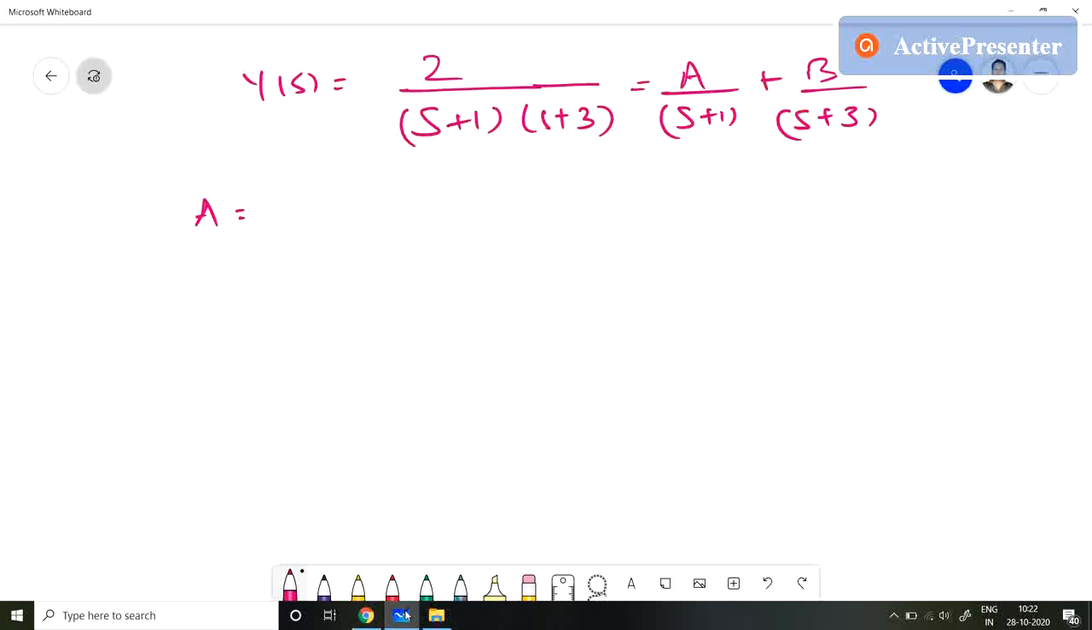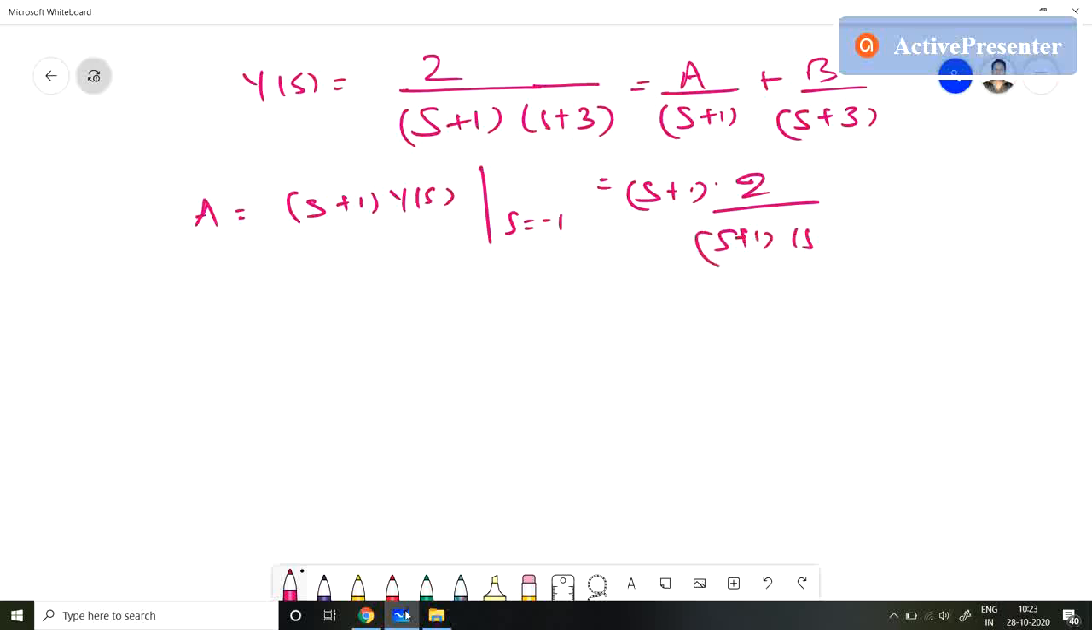So A is (s plus 1) into Y(s) when s is equal to minus 1, and that is equal to (s plus 1) times 2 divided by (s plus 1)(s plus 3) at s equal to minus 1. So what we will get here? We will get 2 divided by (minus 1 plus 3). That is equal to 1 only.